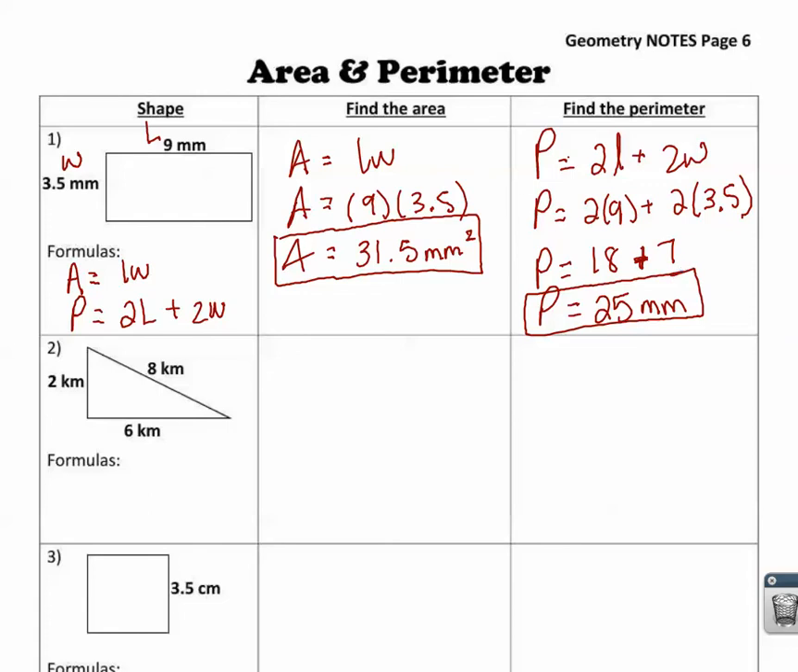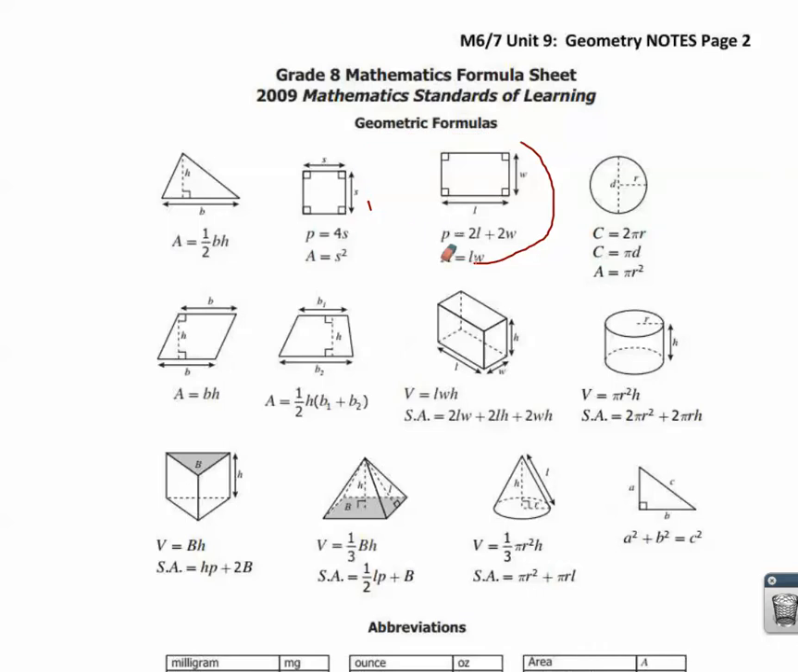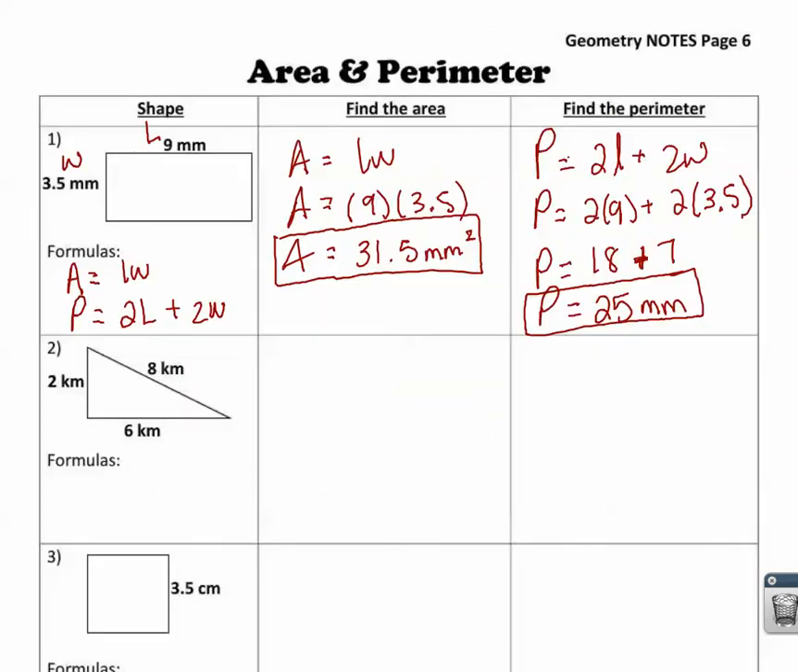Looking at a triangle in example 2, find your triangle on your formula sheet. You only need a formula for the area of a triangle, which is 1/2 base times height. So when I come back here, the area formula is 1/2 base times height. You just need to know that the perimeter is adding up all the sides. So to find the perimeter, side 1 plus side 2 plus side 3.